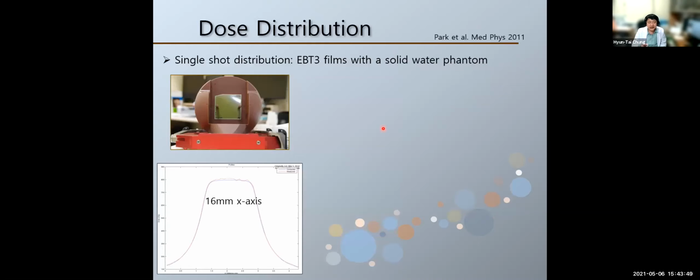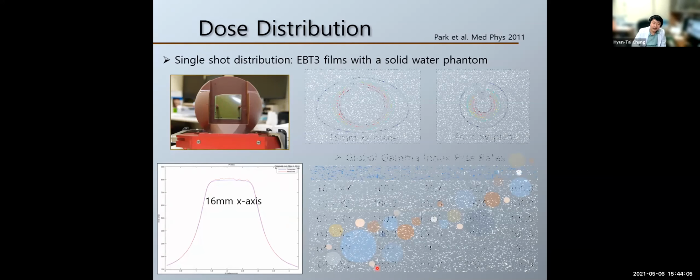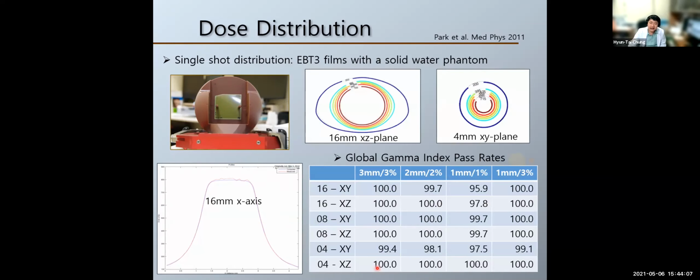Now it's time to see the relative dose distribution. Usually we check the single shot dose distribution with a film, EBT3 film, and we just check the one-dimensional dose distribution. But we have a film, then why not gamma index pass rate? When we did the gamma index pass rate check, it is very good, more than 99% pass rate with 1 millimeter, 3% standard.